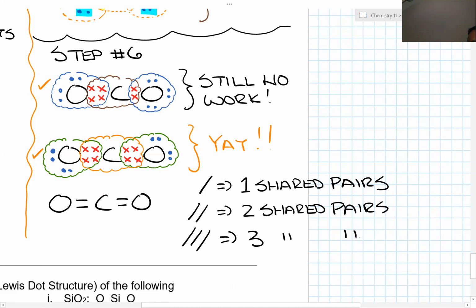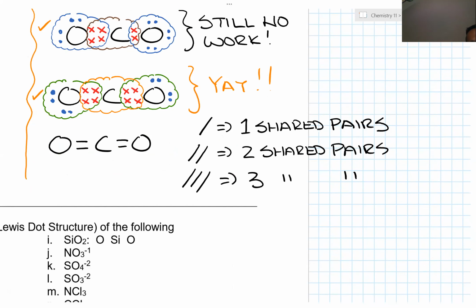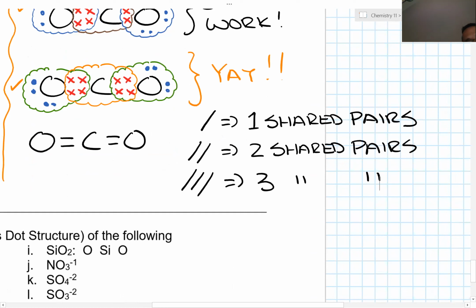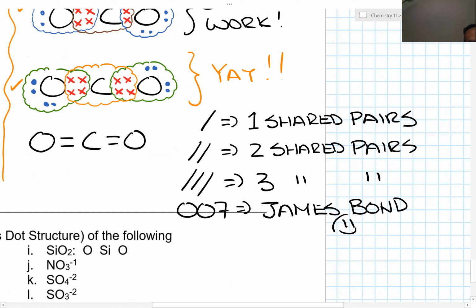Okay, now there is a special type of bond. So we have a single bond is 1 line, double bond would be 2 lines, triple bond would be 3 lines. This one would be James Bond. Ha ha ha ha. Okay, just for you to be aware of.